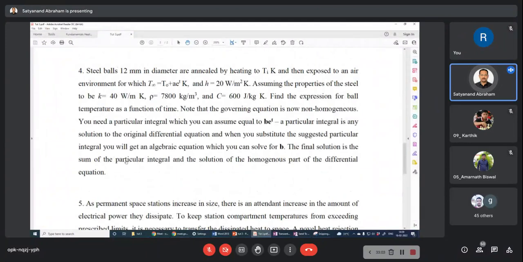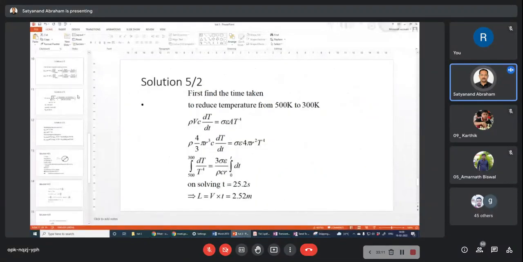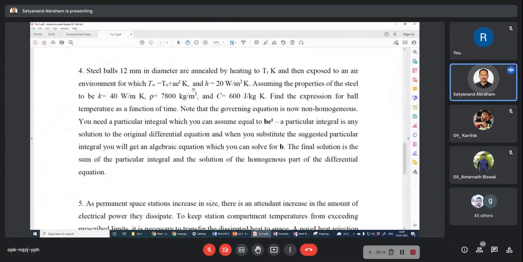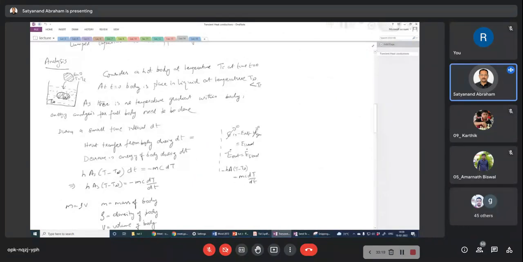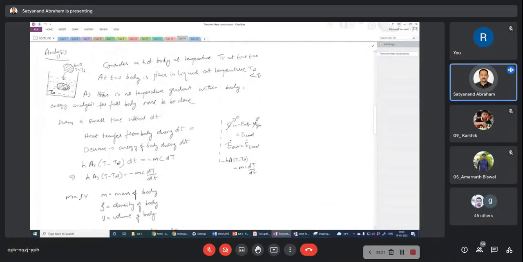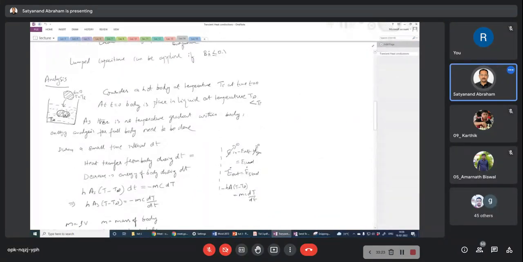So in between there is one more question. I'm not going to discuss it since I am going to send you the solution. You can go through that. What it says is that in our regular transient conduction, limited capacitance, we said that the ambient temperature is at a constant value of T infinity.